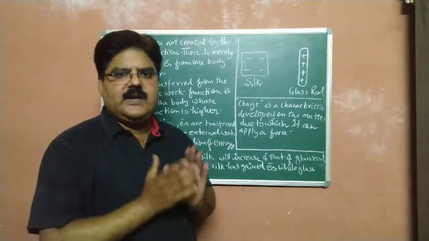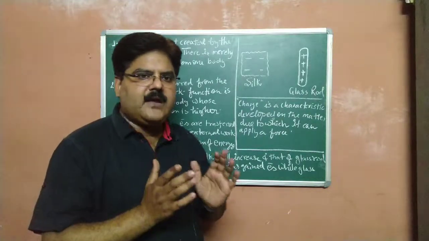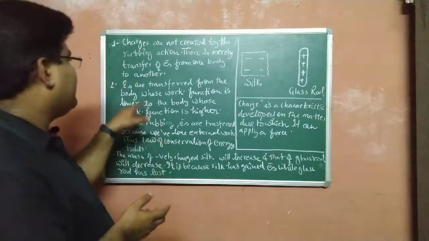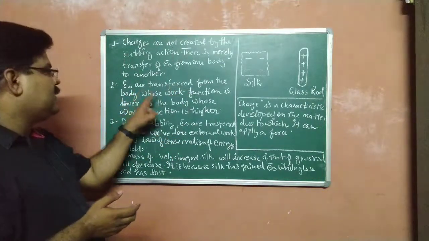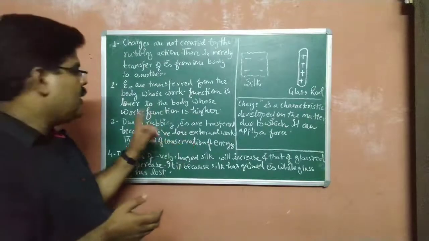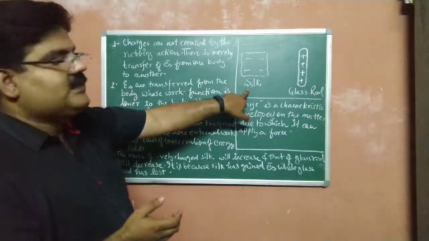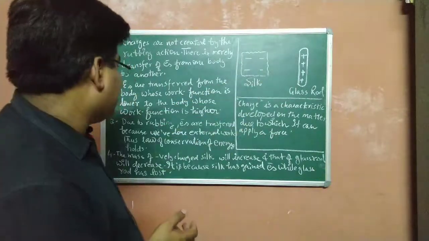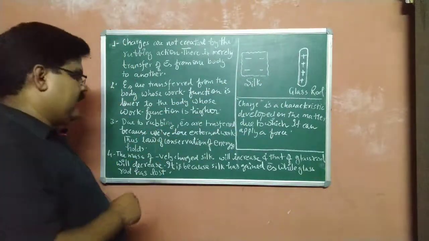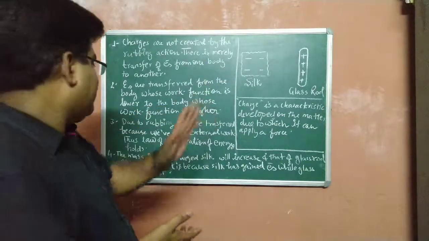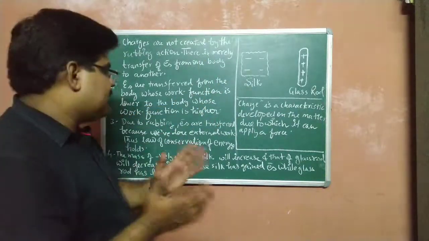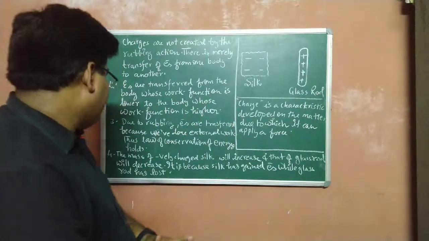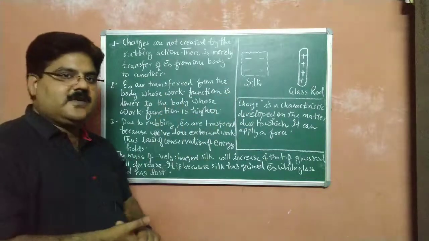In radiation we will discuss work function in much more detail. So another property is that electrons are transferred from the body whose work function is lower to the body whose work function is higher. Here the work function of silk is higher than that of the glass rod. That's why the electrons are transferred from the glass rod to the silk. Due to rubbing, electrons are transferred because we have done some external work. This proves the law of conservation of energy holds.